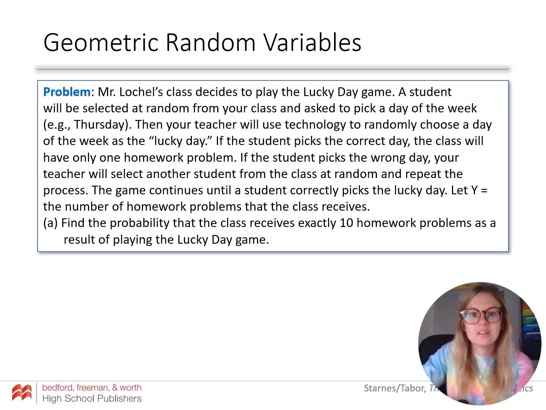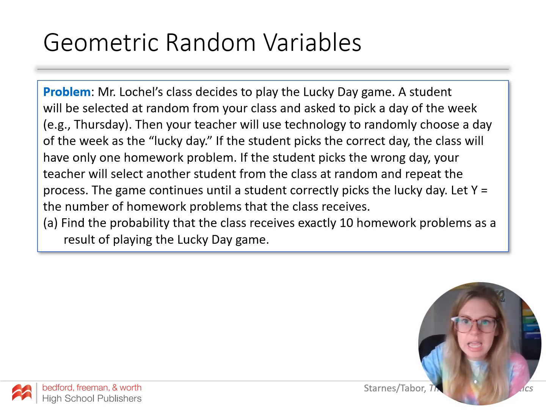Alrighty, Mr. Lochelle's class decides to play the lucky day game. A student will be selected at random from your class and asked to pick a day of the week. Then your teacher will use technology to randomly choose a day of the week as the lucky day. If the student picks the correct day, the class will have only one homework problem. If the student picks the wrong day, your teacher will select another student from the class at random and repeat the process. The game continues until the student correctly picks the lucky day.